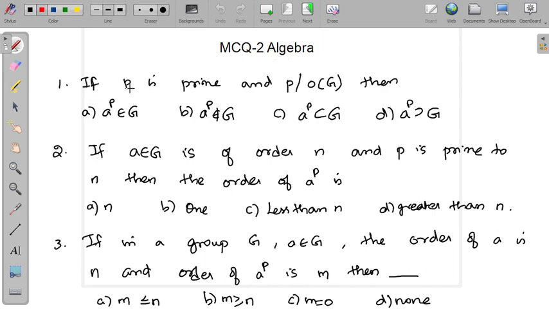The first one: if P is prime and P divides the order of G, then out of these four options, option A is right. A power P belongs to G.